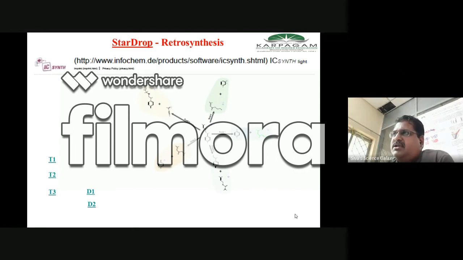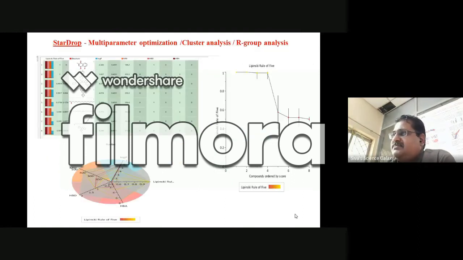So we have to synthesize. Our tool, the StarDrop tool, will also be very useful to sketch the chemical synthesis path. There are options for that, retrosynthesis, and for the given compound, it will give the best chemical synthesizing protocols. The tool provides the chemical synthesizing protocol also. So the compound can be synthesized.